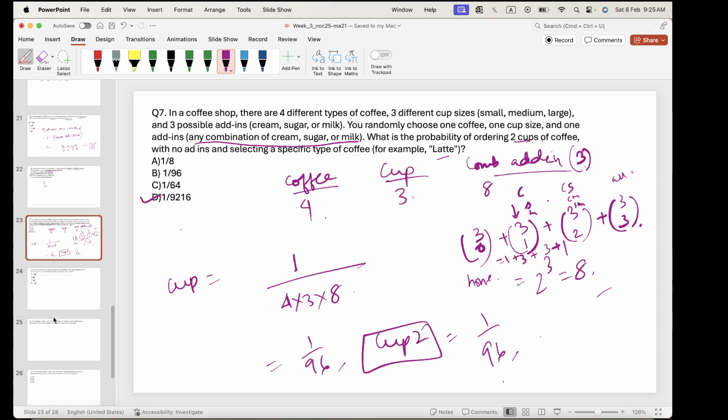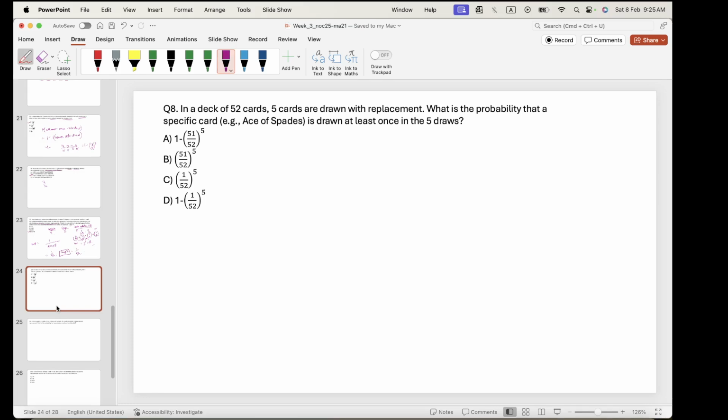All right, moving on. In a deck of 52 cards, 5 cards are drawn with replacement. What is the probability that a specific card is drawn at least once in 5 draws? Same thing, at least once meaning probability of none. So, none meaning out of 52, I have 51 of those options that can come up, to the power 5, because I have 5 draws.